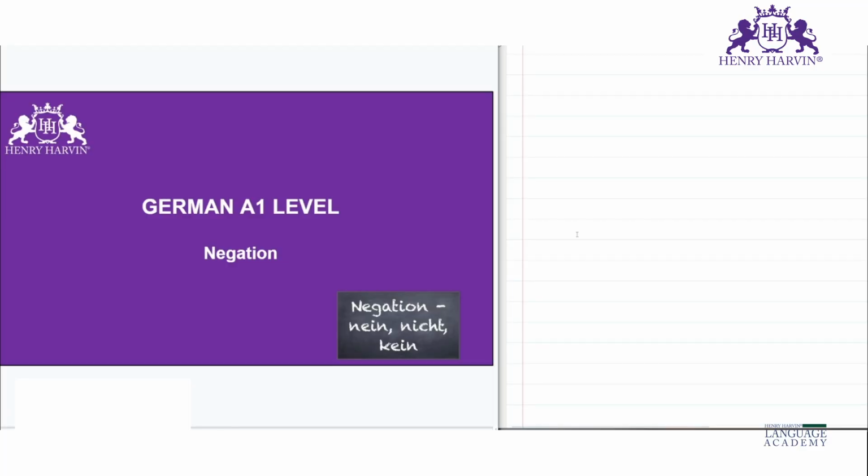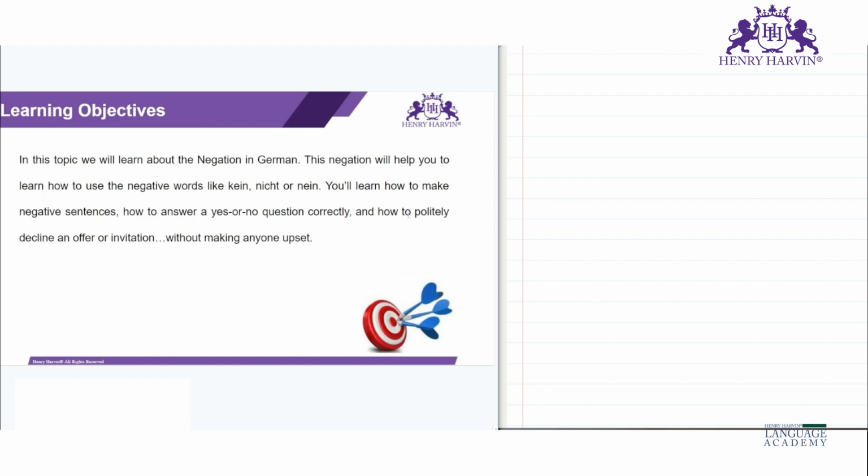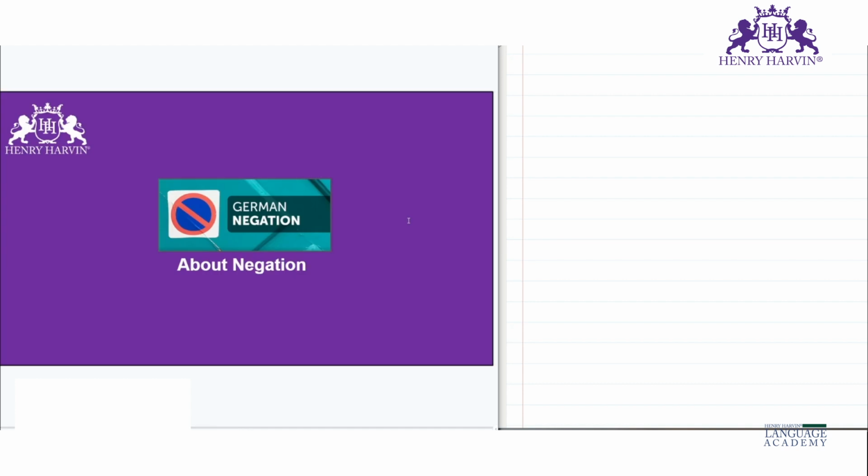In this session we are going to talk about negation. Negation is like the negative words in German, which are nein, nicht or kein. You are going to learn how to use the words nicht, kein and nein and their different uses, and also when to use doch. In this topic, you will be learning about all the negative words and how to answer a sentence in yes and no form.